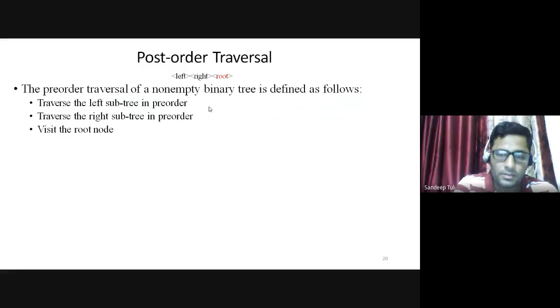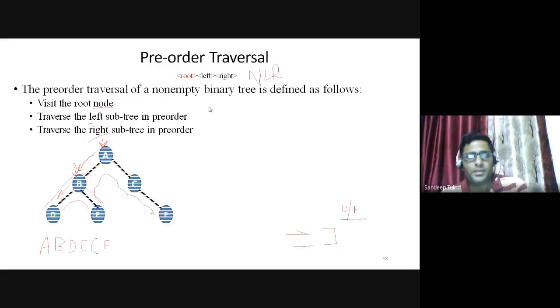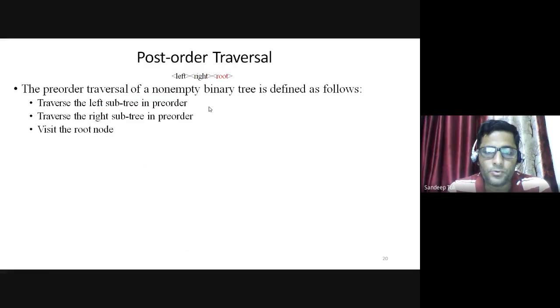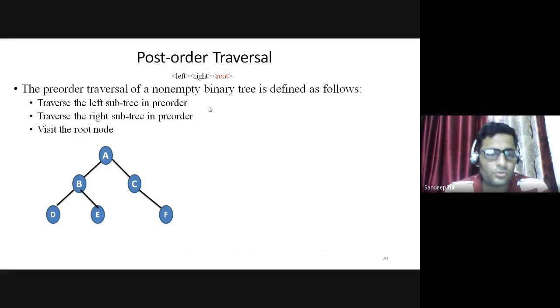Pre is root, left, right. In is left, root, right. Post is left, right, root. The same thing we have done here: traversing the left subtree first, then traversing the right subtree, then lastly the root node will be traversed. So now tell me what will be the post order of this particular tree.